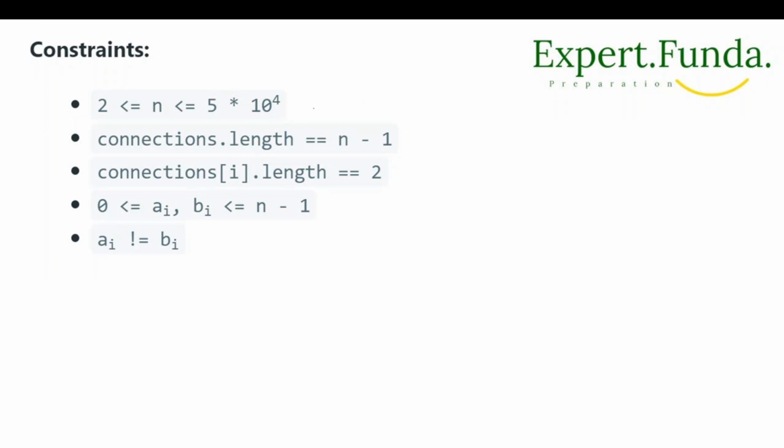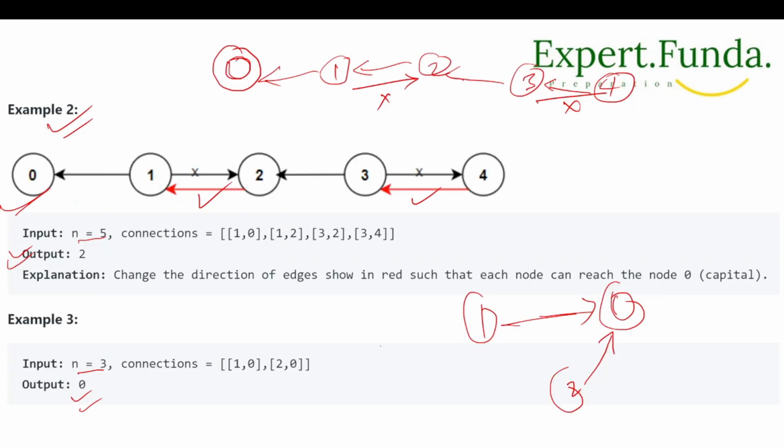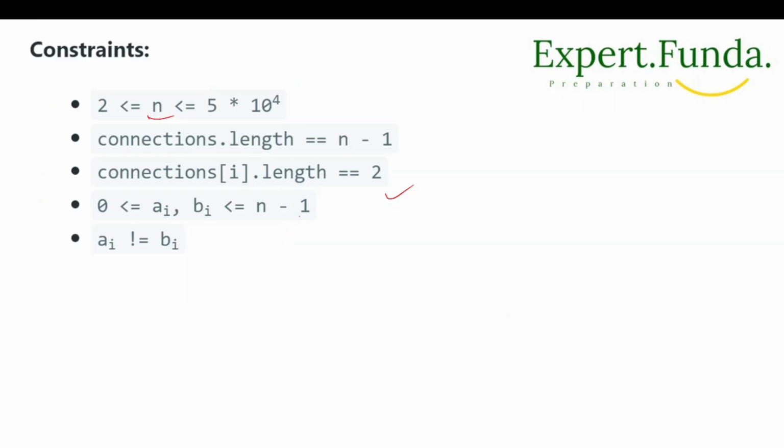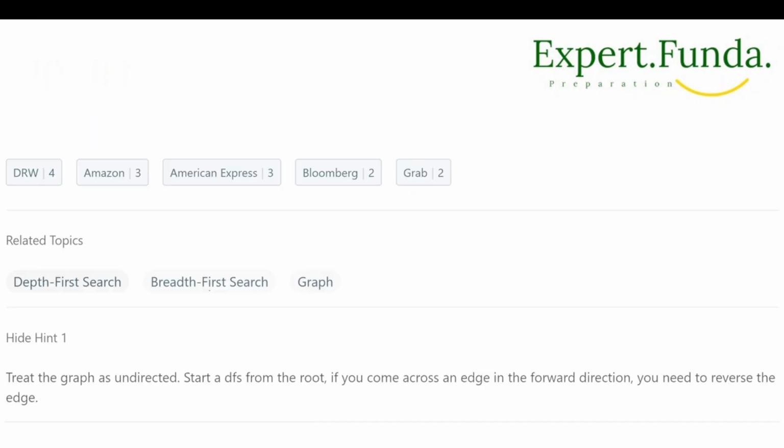I repeat, now understand, we have given n, so n is greater than or equal to 2, less than 5, and connections length should be n minus 1, and each connection's length should be 2, right? If any direction we have, at least 2 values should be there. As you can see, 2 pairs should be there. Similarly, every one is a pair, and a and b are greater than 0, up to n minus 1, and a is not equal to b.